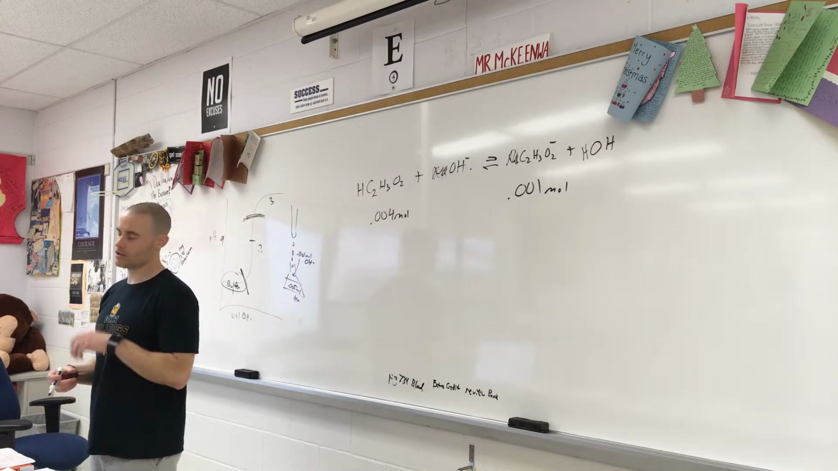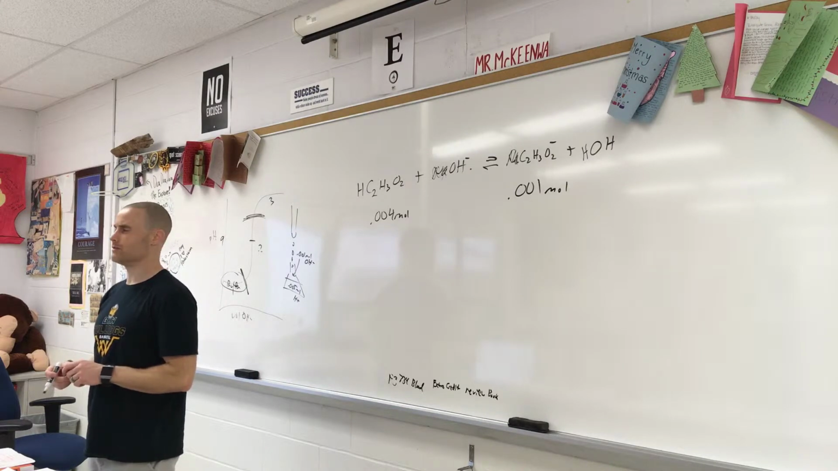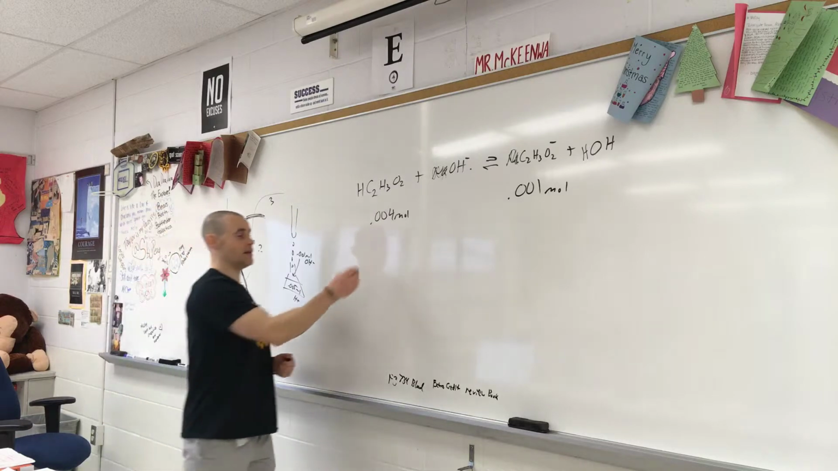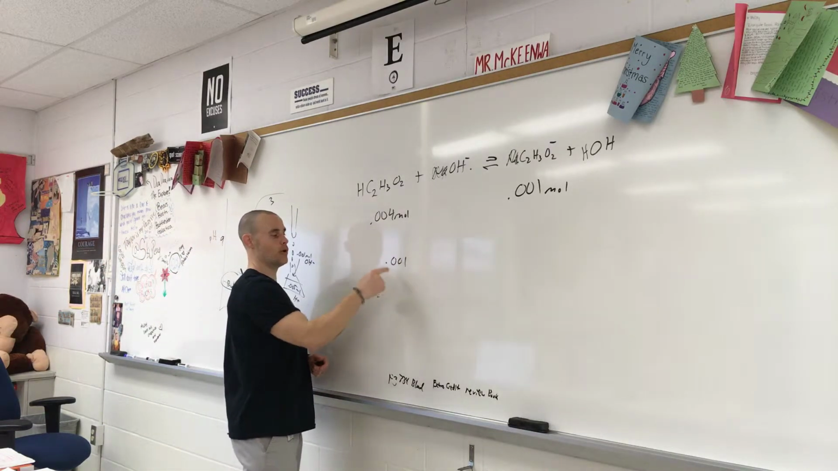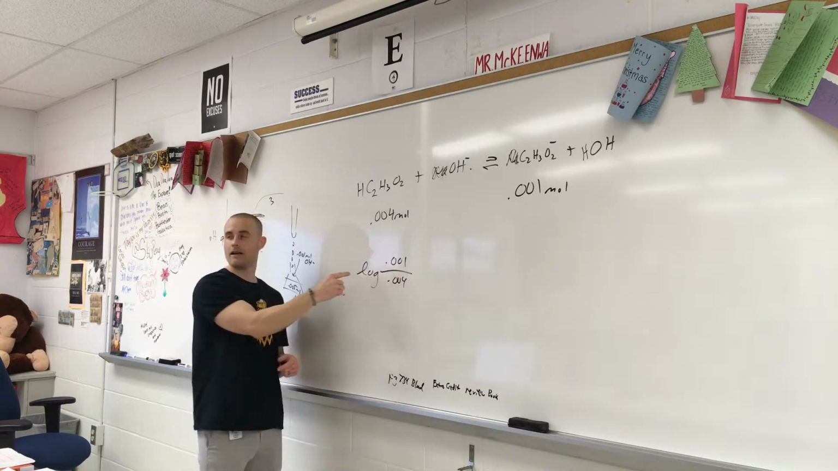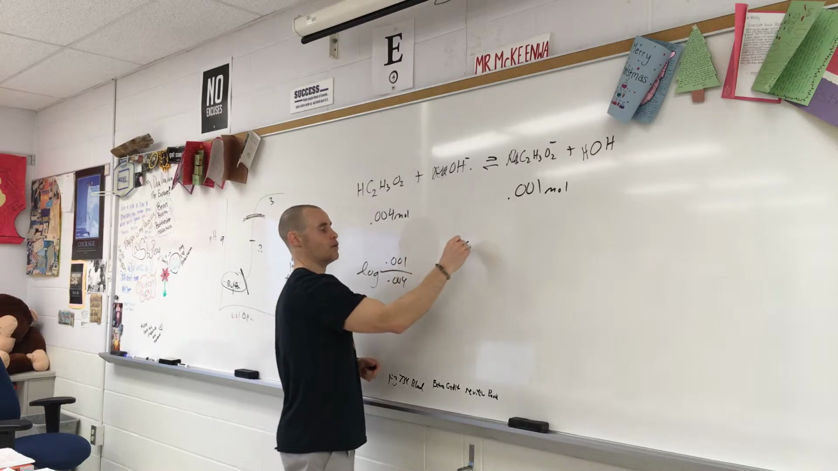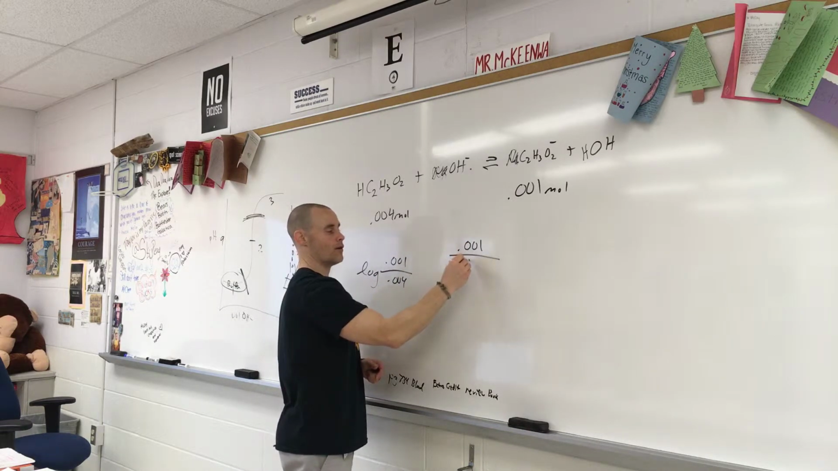I always tell kids, just convert it anyway, but why don't you have to? It's the same, as long as you keep it the same. Right, in other words, it's because it's a ratio. So if you do 0.001 divided by 0.004 and take the log of that, it's the same thing as doing 0.001 over 60, I'm sorry, what is it?